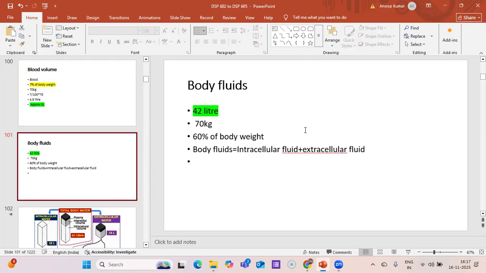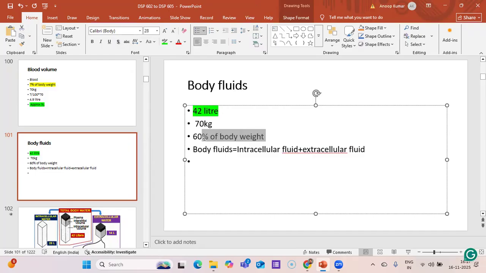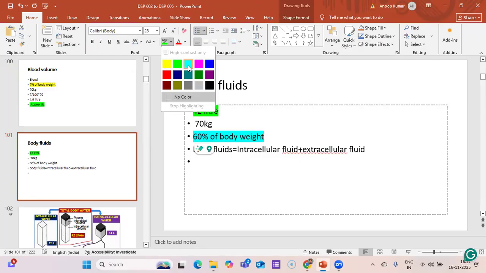So body fluid can also be different according to the body weight. If someone's body weight is 50 kg, do you think that person has 42 liters of body fluid? No, it is 60% of the body weight, right? That is what you have to remember. It is 60% of body weight. That is our body fluid, right?